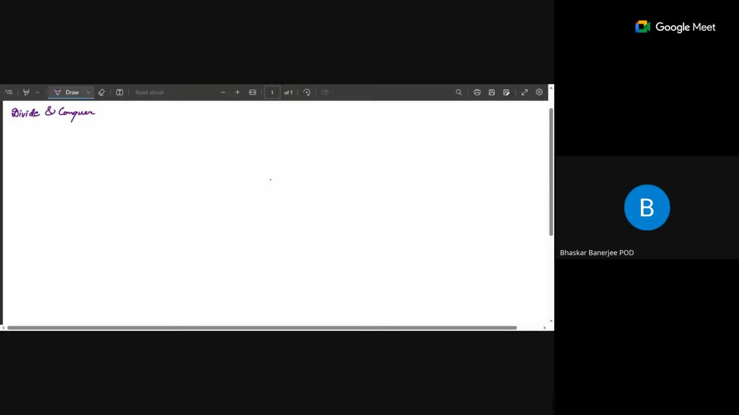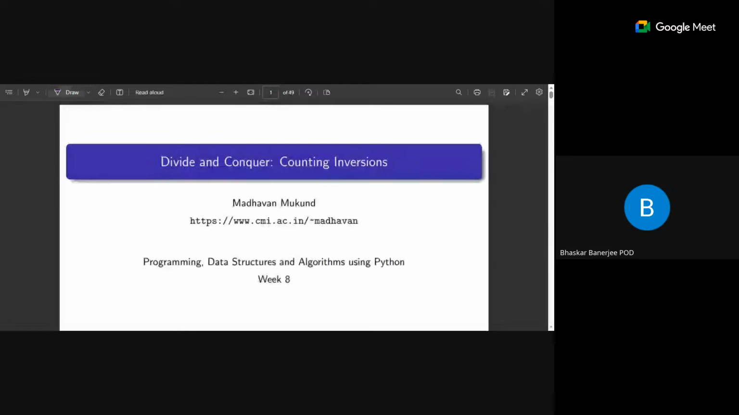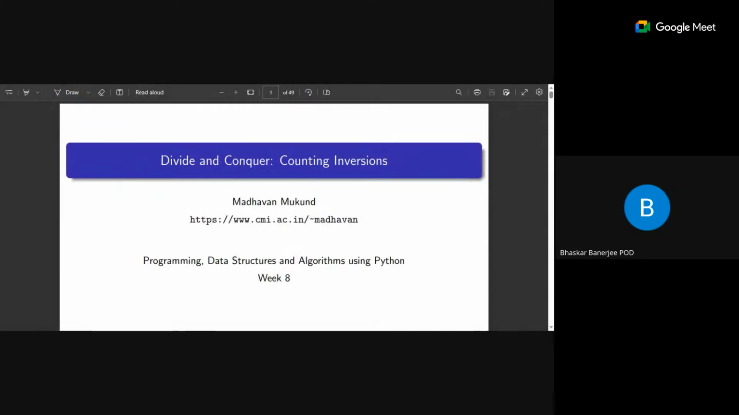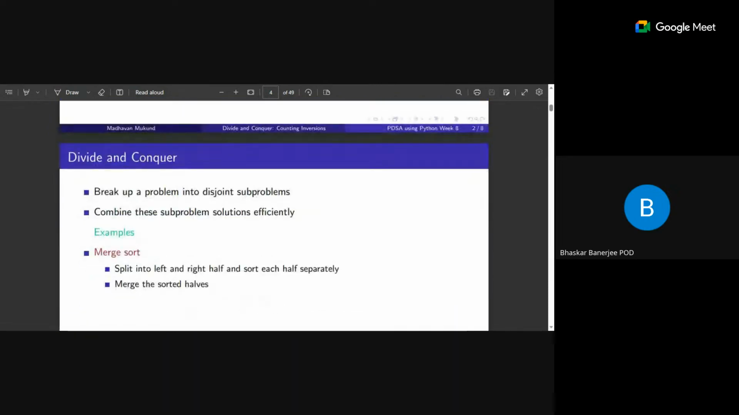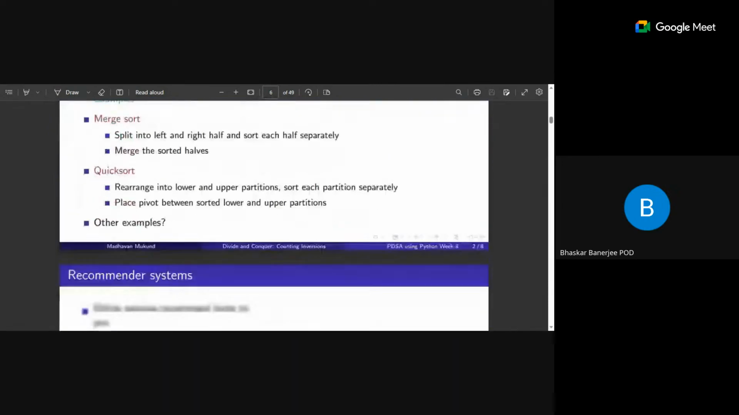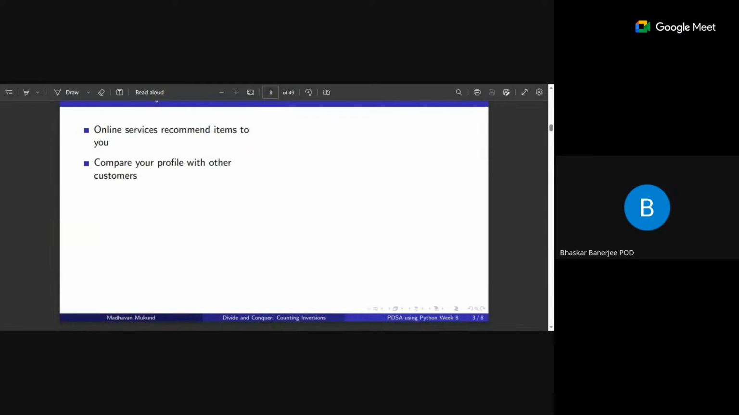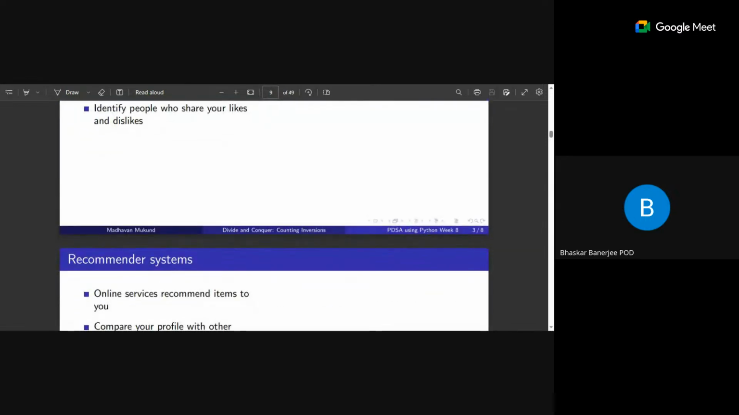Okay, so now let's start today's session. No, just a second. Okay, so first is the counting inversion problem.